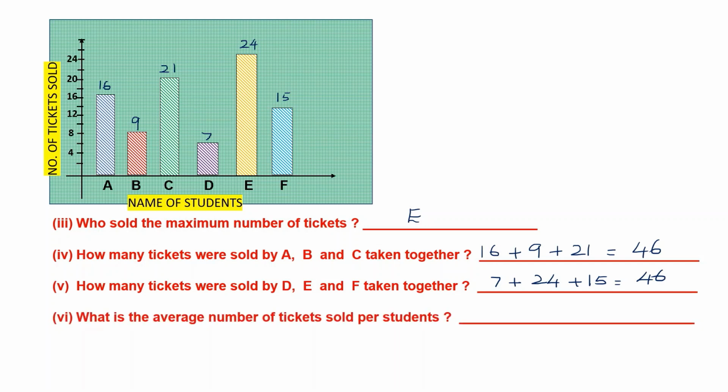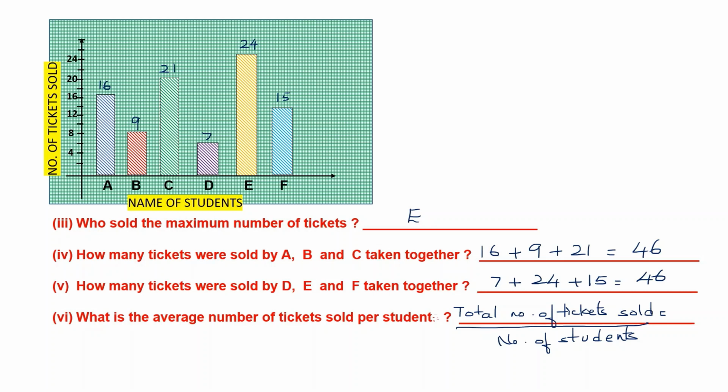Next question. What is the average number of tickets sold per student? How do we calculate the average? We have to add up all the tickets sold and divide it by the number of students. So first we have to take the total number of tickets sold. Okay, so we have to find that first and then divide it by the number of students, and then we will find the average number of tickets sold.